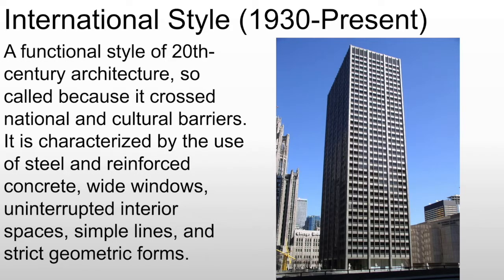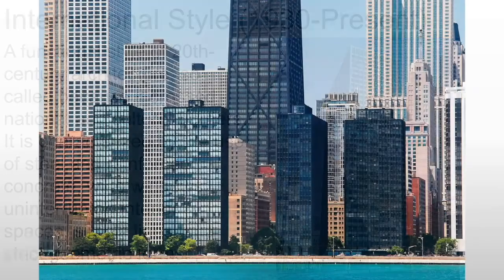Now, the international style is a functional style of 20th century architecture. It tends to cross national and cultural boundaries. And it's characterized by the use of steel, reinforced concrete, wide windows, uninterrupted interior spaces, simple lines, and strict geometric forms. So very simple forms. If you think of the skyscrapers you see in Chicago today, most of them are in this international style. And there's a reason for it, because it's also very efficient and very cost effective.